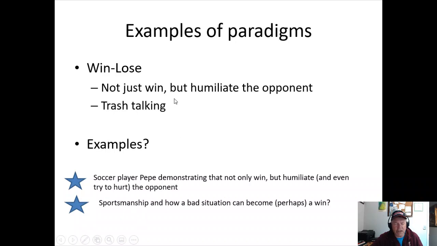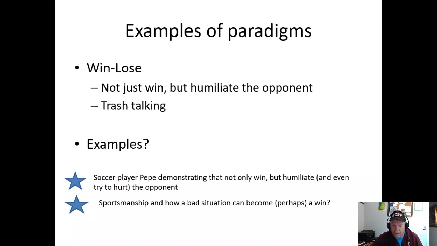But win-lose, and sometimes it's not just win, but humiliating the opponent, trash talking. Man, I hate that. You score the touchdown, give the ball to the ref. Like Derrick Henry of the Titans, man, that guy's a human wrecking ball. He's unstoppable most of the time. And when he scores, he doesn't dance around. He gives the ball to the ref. And as Jim Brown, one of the greatest running backs ever, said, act like you've been there before.